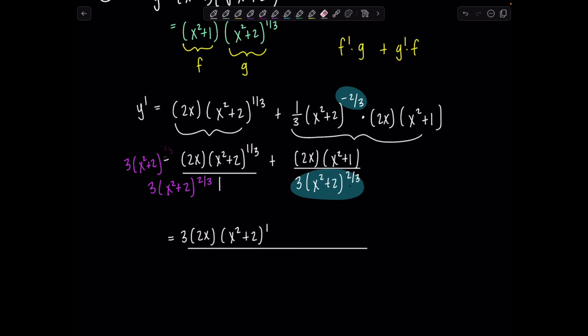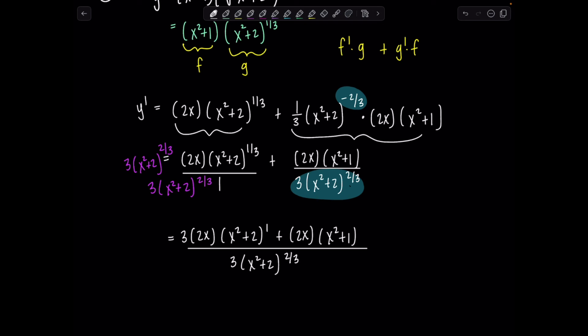I just add the, oops, I was on an erasing frenzy. Calm down, Professor V. Add these exponents together, boom. Good, right? This guy we didn't have to touch because it already had the LCD, so we're good. 2x, x squared plus 1. And then now the denominator is 3 times (x squared plus 2) to the 2/3.